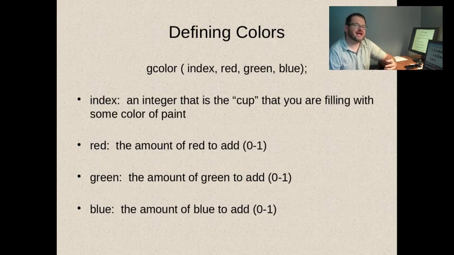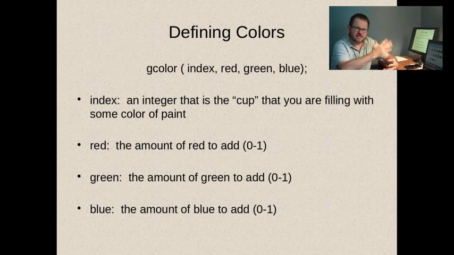The command to actually define a color is really quite interesting. It's just gcolor. Gcolor then has 4 arguments. The first is the index, the number of the cup on your palette that you're putting that color into. I'm going to give you a piece of advice. Start at 100. Your first color that you make should be color 100, then use color 101, then 102, or start at 101 if that works better for you, whatever.